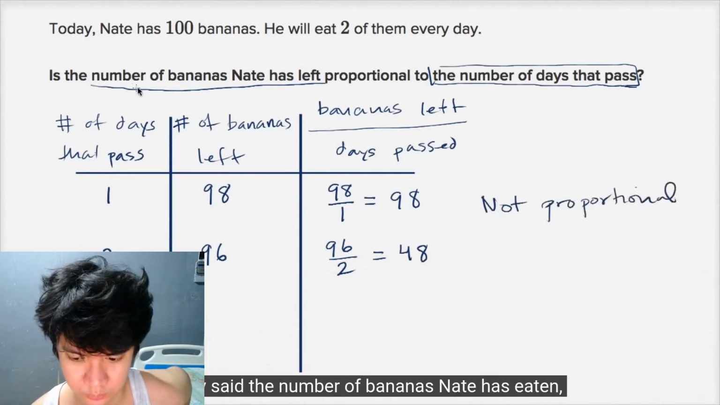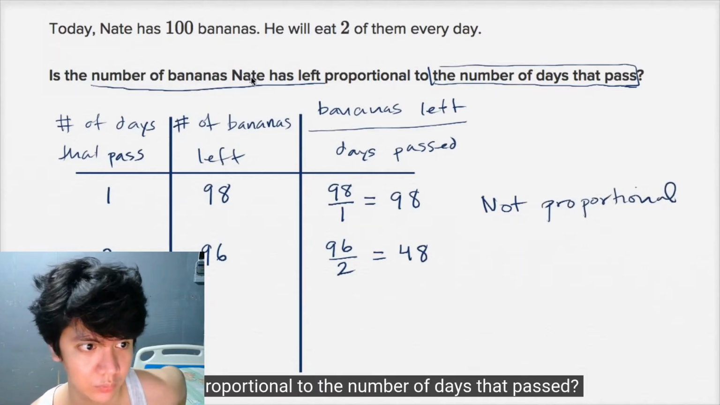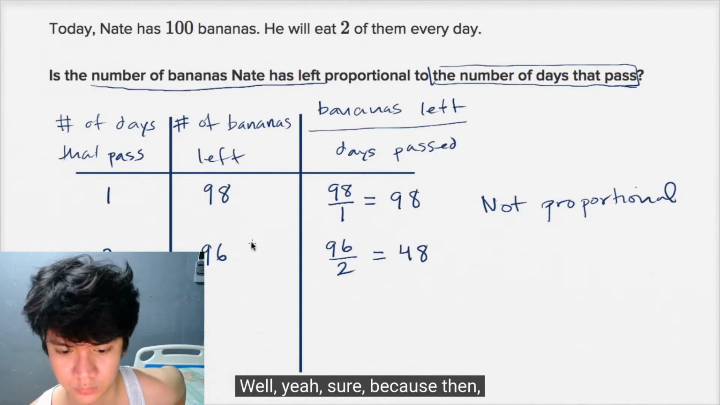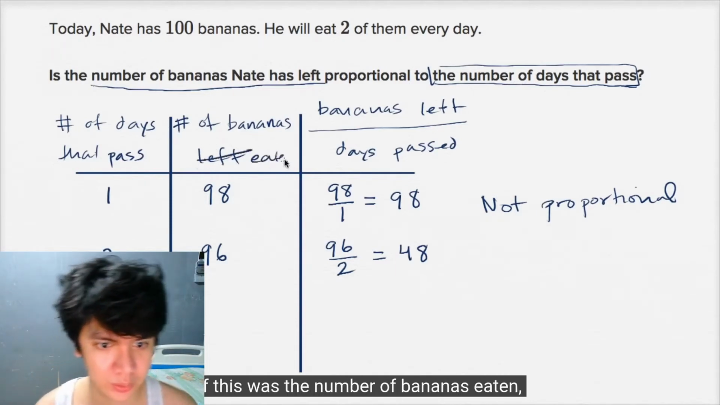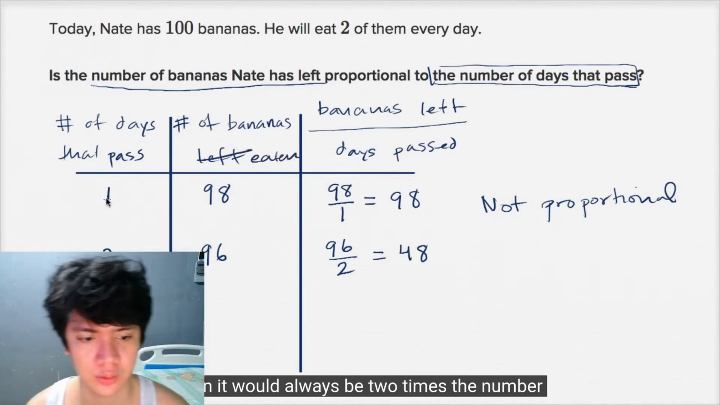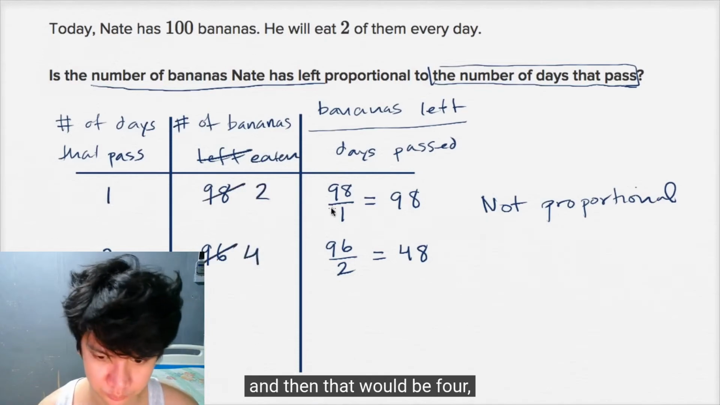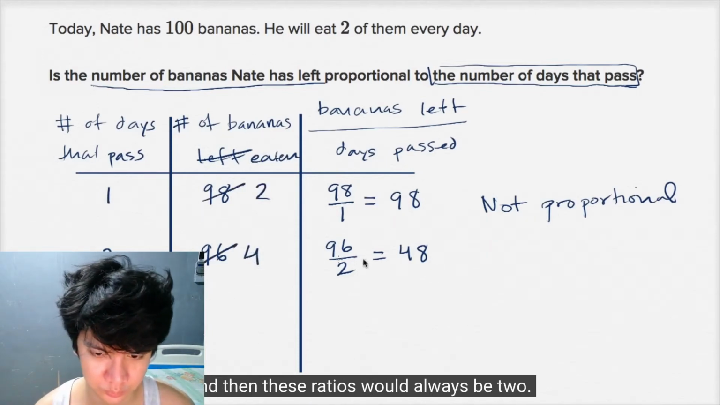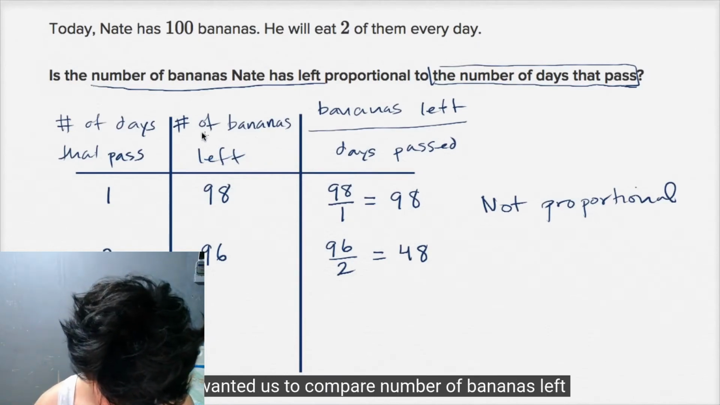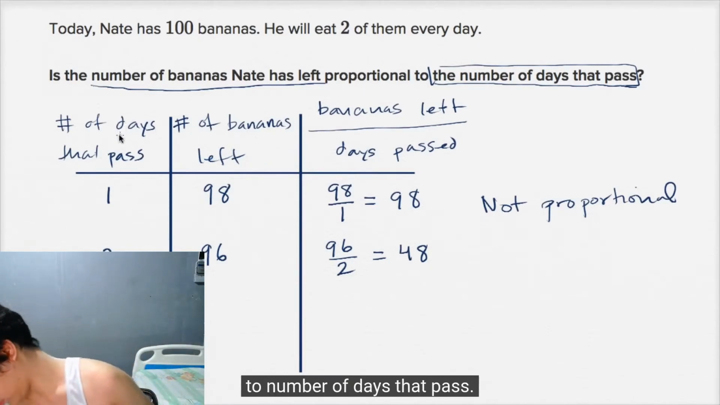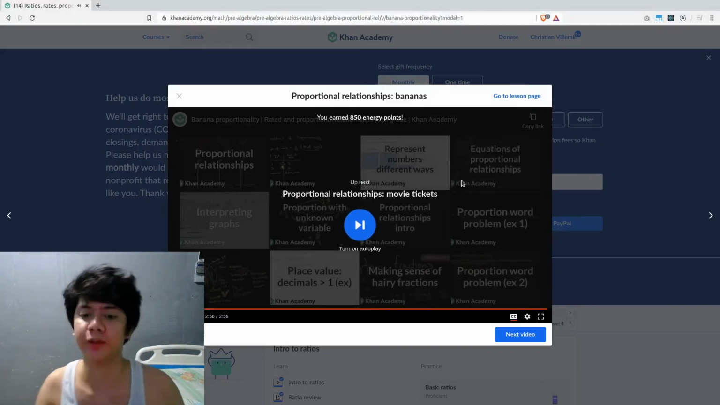Now, things might have been a little bit different. They said the number of bananas Nate has eaten, is that proportional to the number of days that passed? Well, yeah, sure, because if this was the number of bananas eaten, then it would always be 2 times the number of days that passed. So that would be 2, and that would be 4. And then the ratios would always be 2, but that's not what they asked for. They wanted us to compare the number of bananas left to the number of days that passed. Cool. Okay.